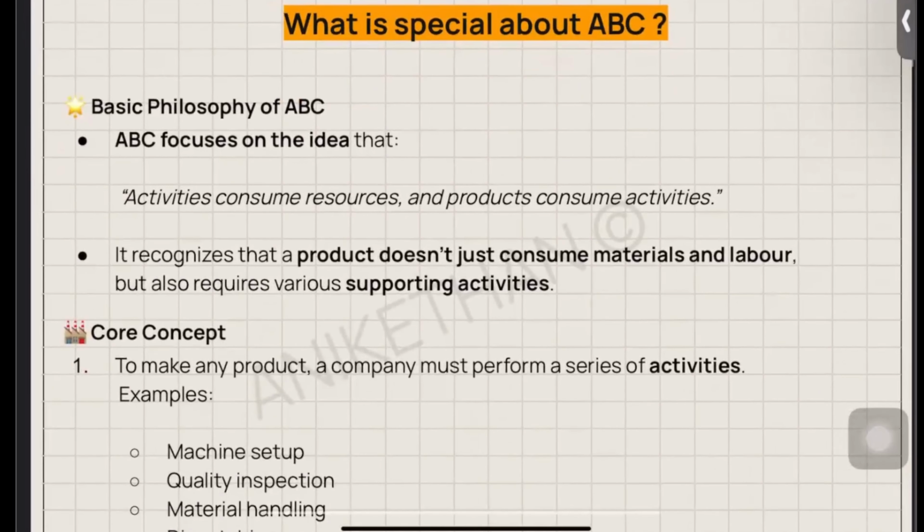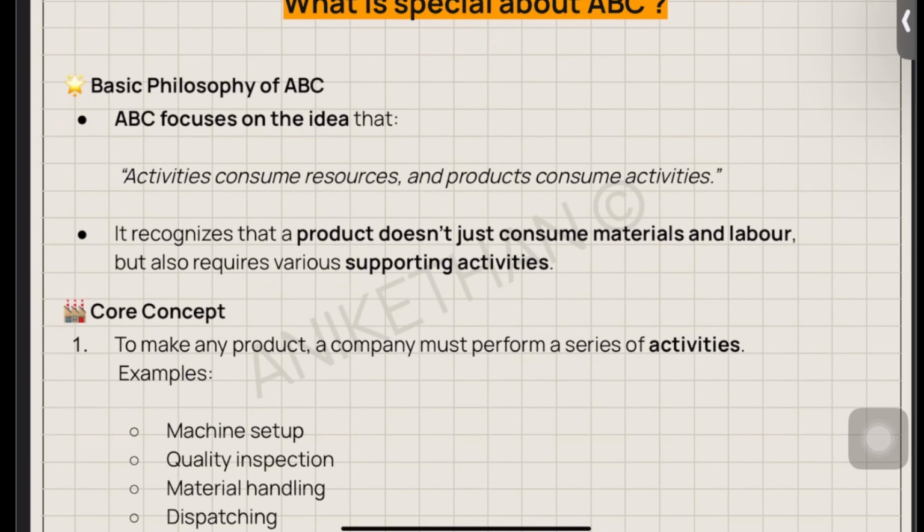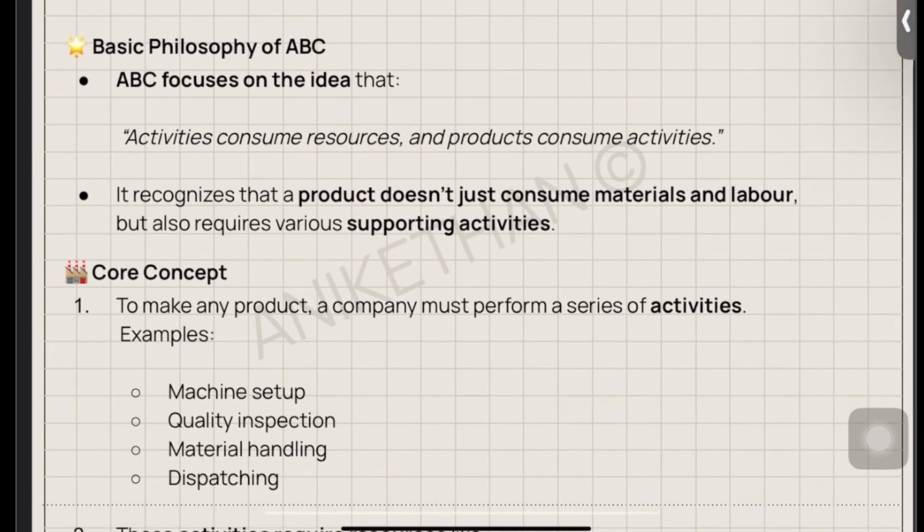Before we go to that, we will see what is special about ABC, why it can be used. See, ABC focuses on this idea: activities consume resources and products consume activities. What are your resources? Your machine hours, labor hours, all these are your resources. Product is not directly consuming resources. The activities are consuming these resources and products are consuming these activities. That is the basic philosophy of ABC. So you are not directly multiplying the resource rates. Instead, you are multiplying the activity rates in ABC.